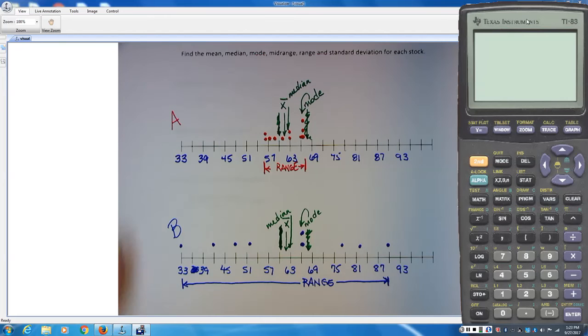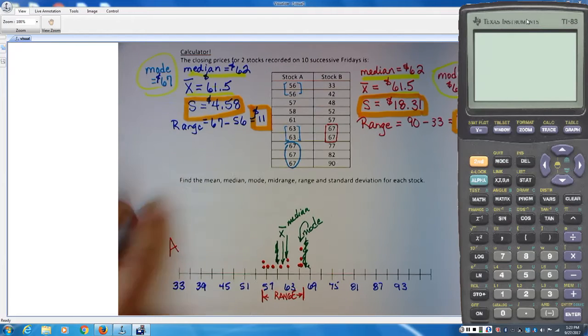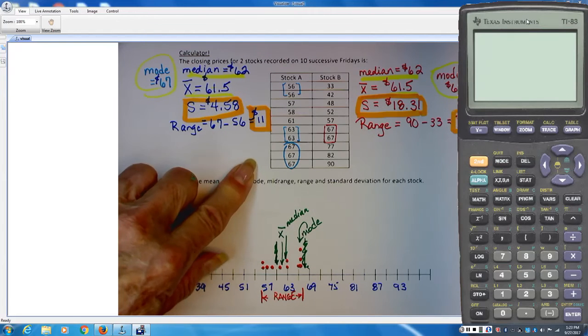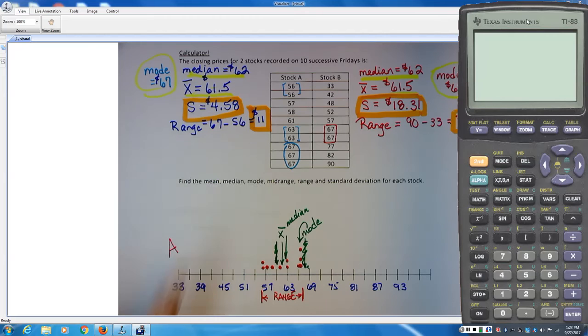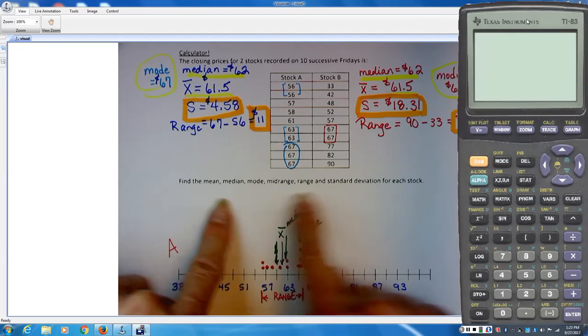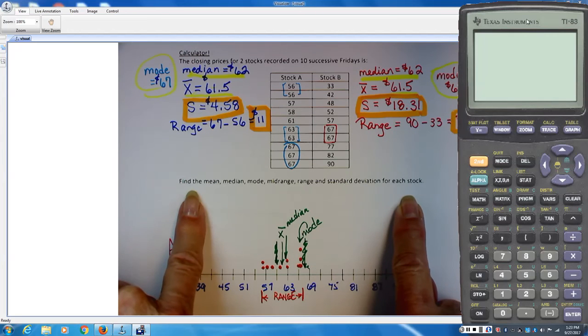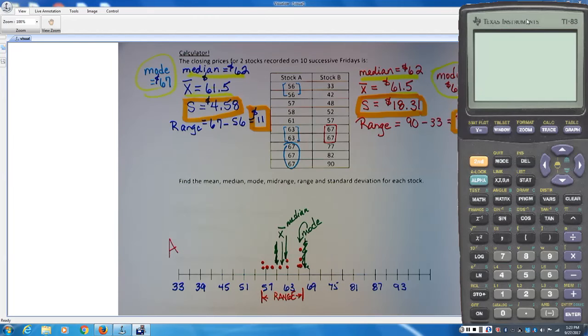So what I wanted you to get out of this was, number one, how do you do this stuff in the calculator? Because we're going to do this a lot. But number two, I'm trying to get you to start thinking about what these numbers mean. In the context of a problem, what do they mean? What do they measure? Okay?